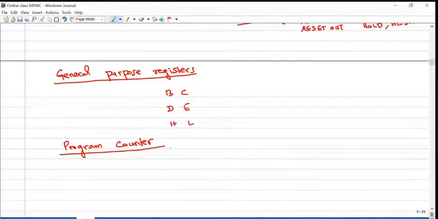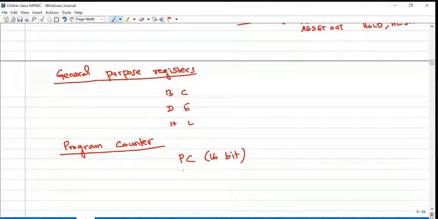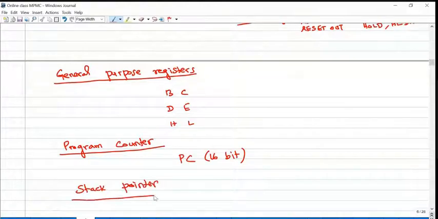Okay, next is the program counter. The program counter is a 16-bit register. It stores the address location of the opcode, that is, which opcode is to be fetched next. And the stack pointer, in short form SP, is also a 16-bit register. It points to the memory location of the stack.